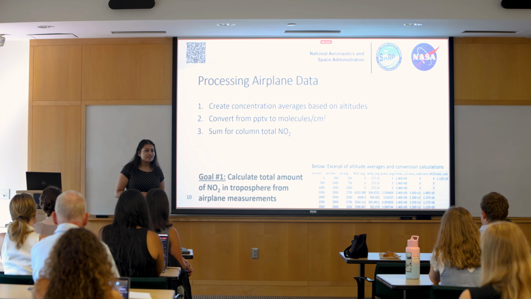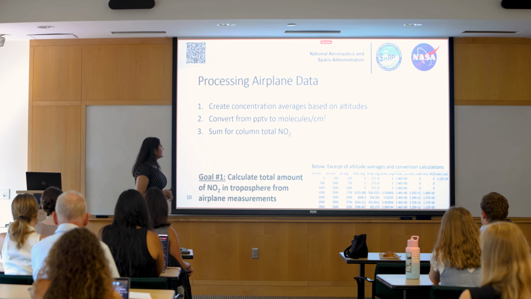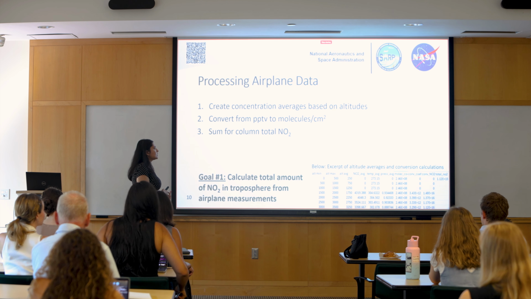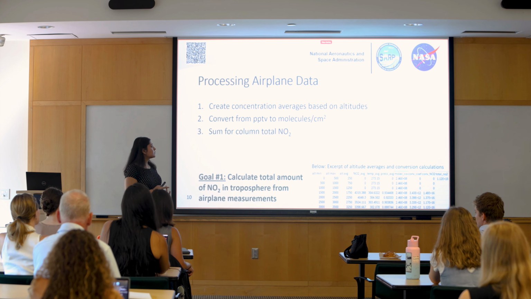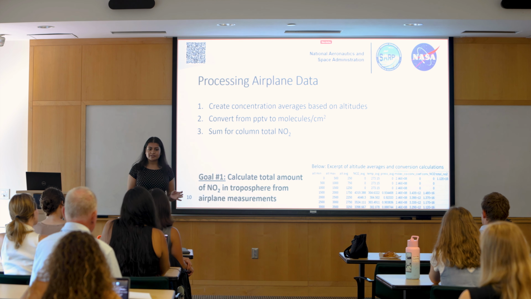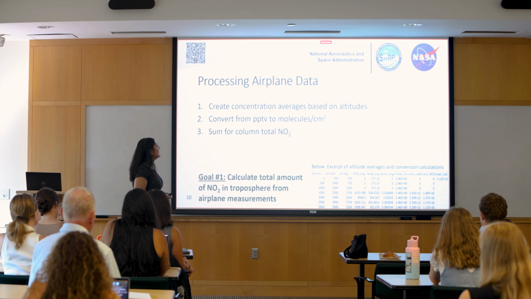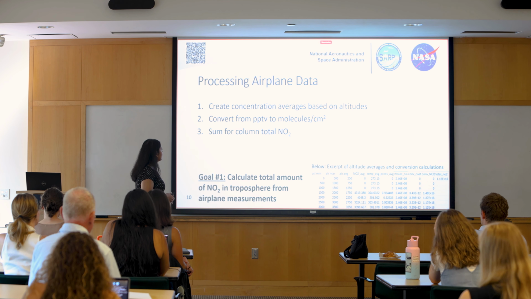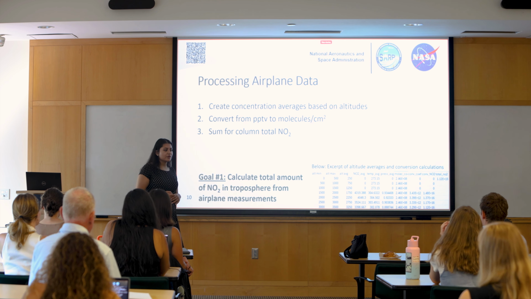From there, it was a matter of processing the spiral airplane data. What I ended up doing was a 3-step process where I created concentration averages based on altitude, converted from parts per trillion by volume, which is what the canoe instrument records in, and converted it to molecules per centimeter squared, which is what TEMPO's measurements are in. From there, I summed for a total nitrogen dioxide concentration.